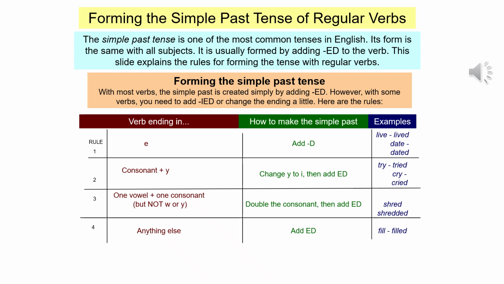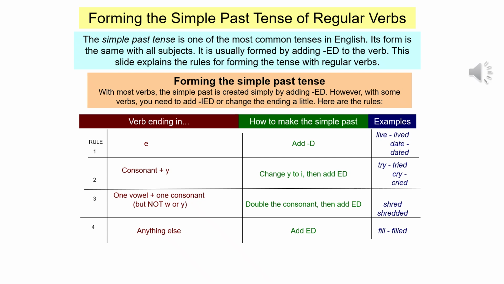Rule 3. One vowel plus one consonant, but not w or y. That is, verbs that end in one vowel plus one consonant, but not w or y. How to make the simple past: double the consonant, then add ed. An example, shred is shredded.